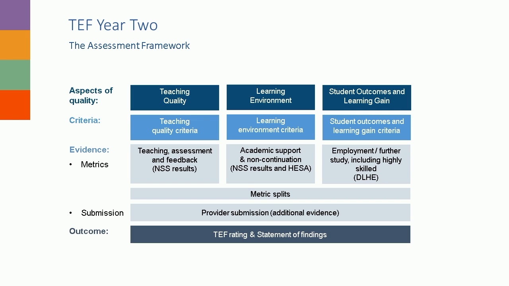The assessment itself is broken down into 3 aspects of quality that have been looked at: the teaching quality, the learning environment, and student outcomes. Each of those 3 aspects has some criteria that sit beneath it, which I'll talk about shortly. And the assessment is based on a set of evidence against those criteria. The evidence comprises of 6 metrics and a provider submission. The metrics are based on the National Student Survey. 3 of the metrics are taken from the NSS, as well as non-continuation rates, and 2 metrics relating to employment and highly skilled employment, which are taken from the Destination of Leavers from Higher Education survey.